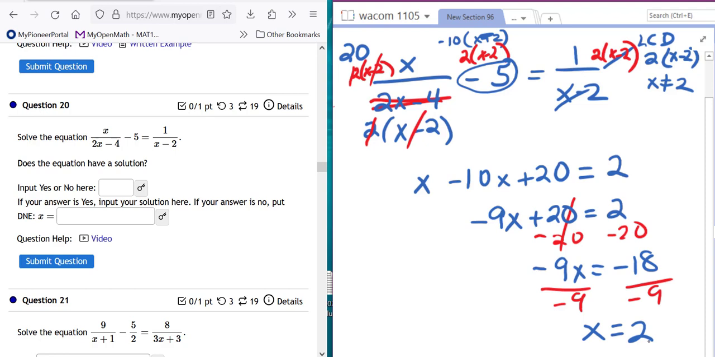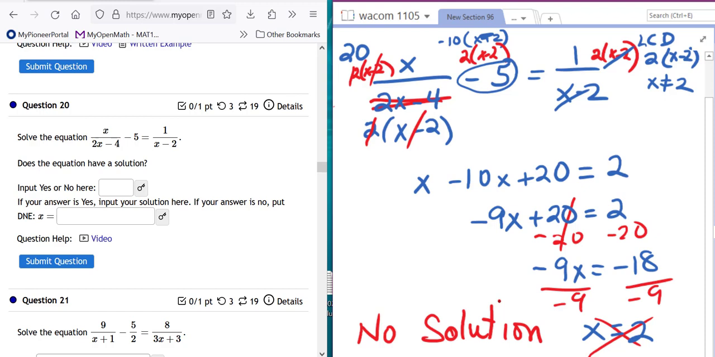Now we have to look back, and we threw 2 away. So, there's not anything else to check. The answer is there is no solution, because our answer would have given a 0 in the denominator.